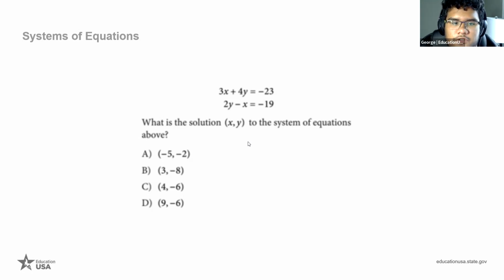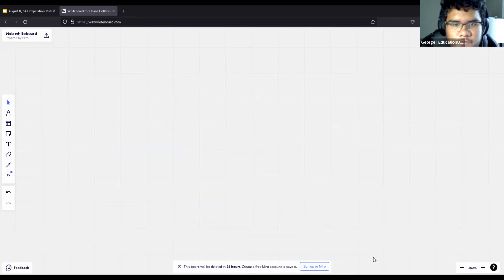The correct answer to this question is actually B, which is x being 3 and y being -8. And I'll go over that now. Just one moment. Okay, so let me just clear this real quick.